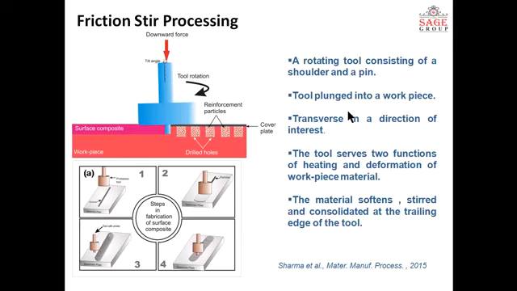Now we have to talk about the technique which makes these composites, and one of the most important techniques is friction stir processing. As the name suggests, it combines three words: friction, stir, and processing. By combining the friction and stirring, this processing is completed. How this is achieved, we have to see in the figure.